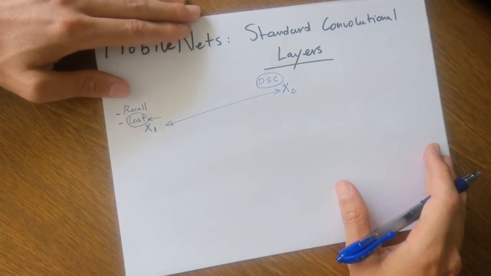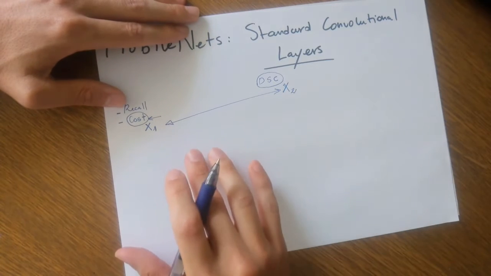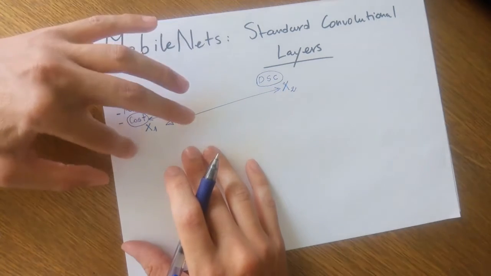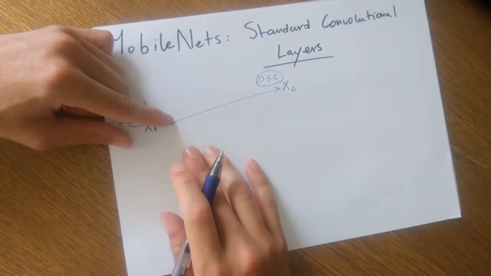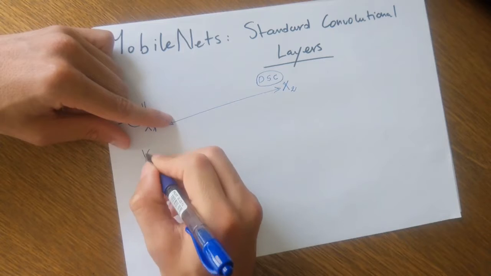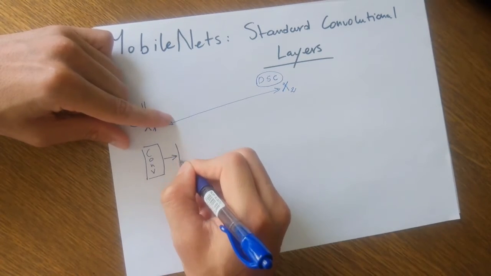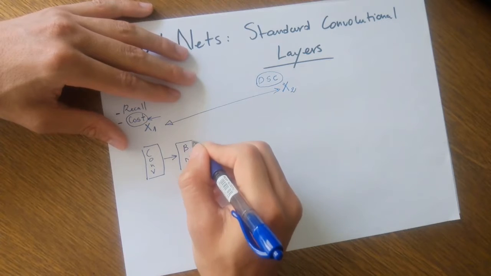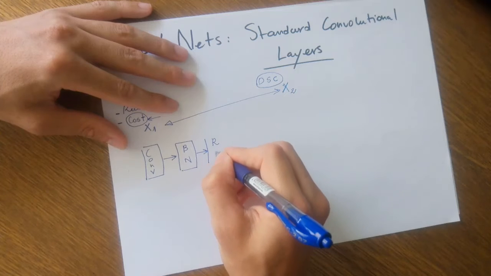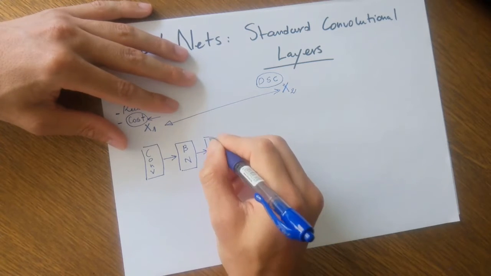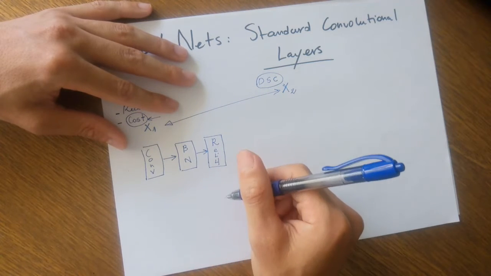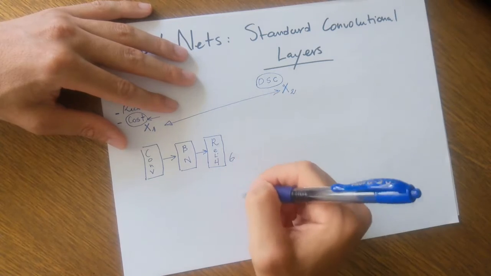Well, let's start by exploring the main steps in a standard convolutional layer. We have in general 3 steps. The first step is called convolution. Second is batch normalization, and the third is application of a nonlinearity function or an activation function. We usually use ReLU, and in MobileNets I think they use ReLU 6.